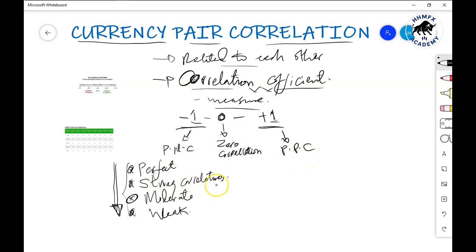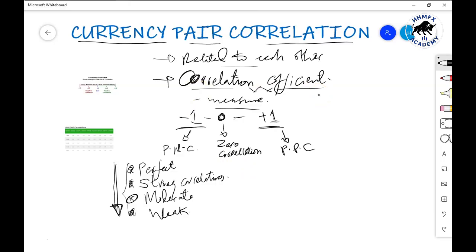So a strong correlation can be a strong negative correlation or a strong positive correlation. A moderate correlation can also be moderate positive or moderate negative. Weak can also be a negative weak correlation or a positive weak correlation. So that's how you can describe what we call a correlation coefficient.